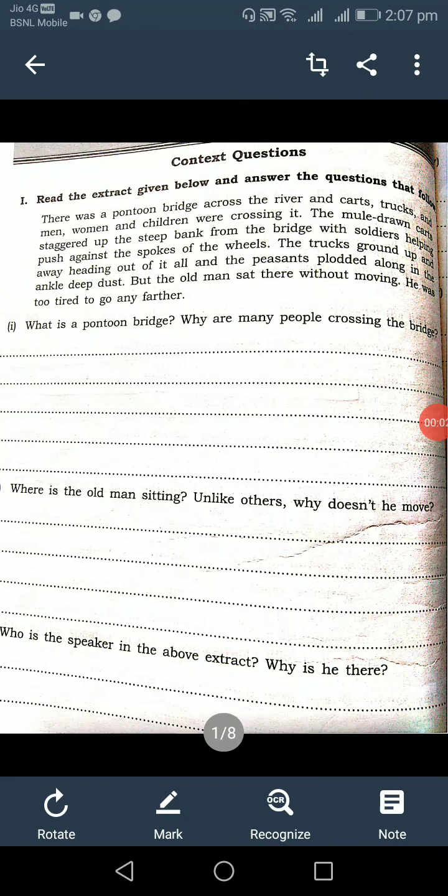Hello students, I'm here today to discuss a few extract based questions of the story The Old Man at the Bridge by Ernest Hemingway. My dear children, before I begin, I hope you have all understood the summary as well as the story in detail.